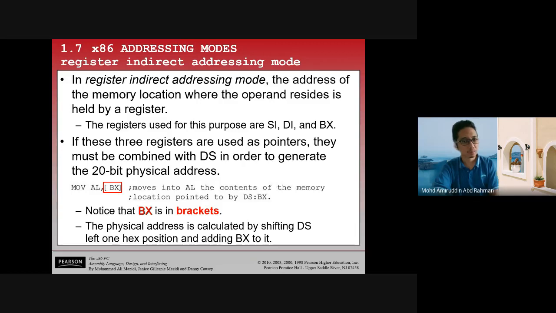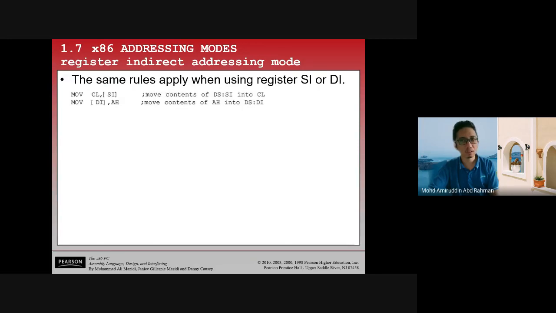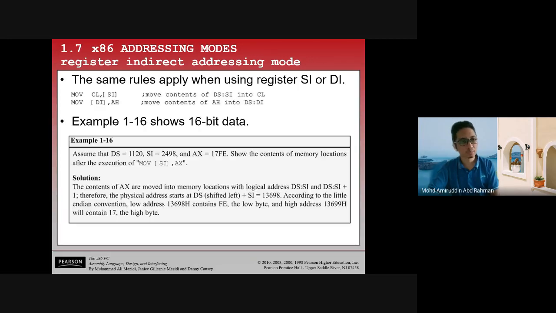So over here, it moves the content of DS:BX. The physical address is calculated by shifting DS left one hex position and adding BX to it. The same rules apply when using the registers SI or DI. Okay, let's look at the example.